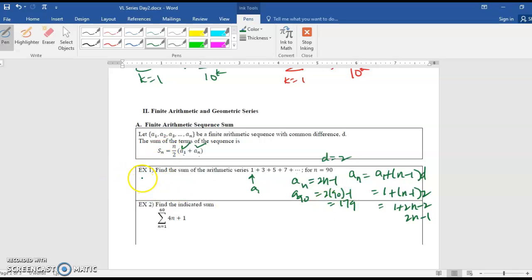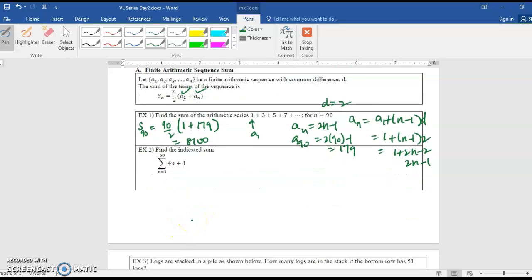So now we'll apply this formula. The sum of the first 90 natural numbers in the series is 90 over 2 times the first term plus the last term, which is 179, right? When you do the math, you will get 8100.